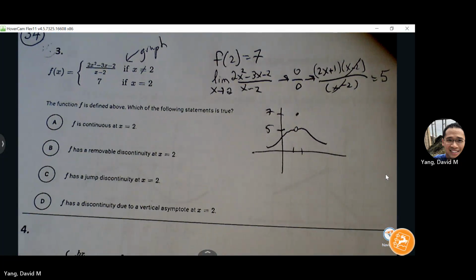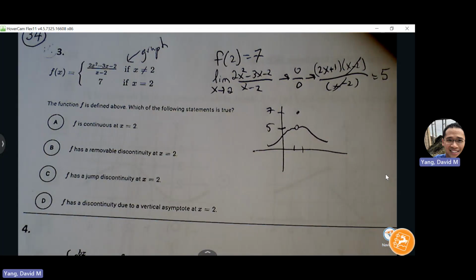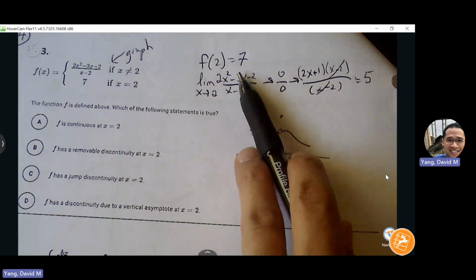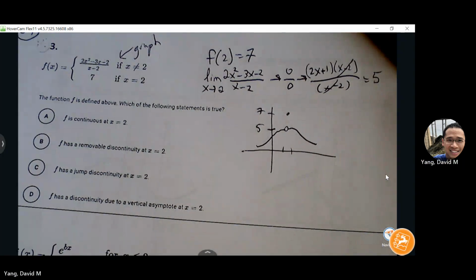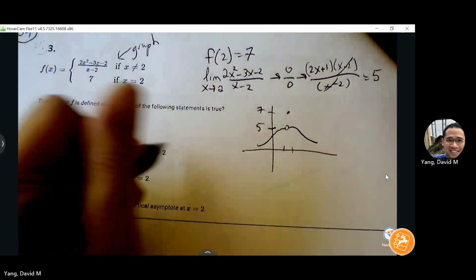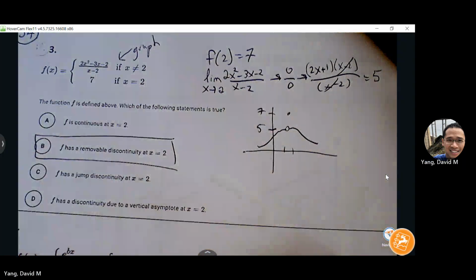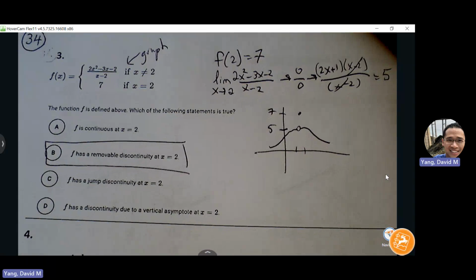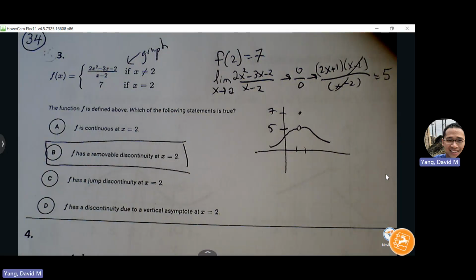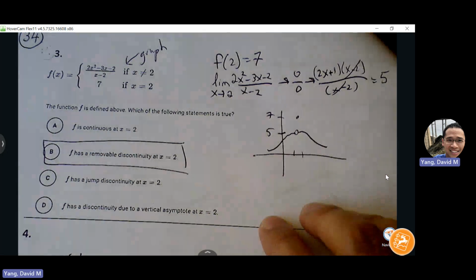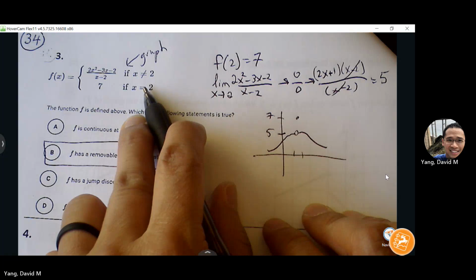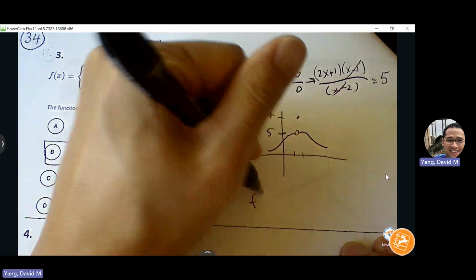Obviously, the limit exists, but it's not continuous, because this hole is not getting filled in by that ordered pair. So it's a removable discontinuity. Jump discontinuity typically happens if you have a greater than and less than, like for instance, if I had this function here.